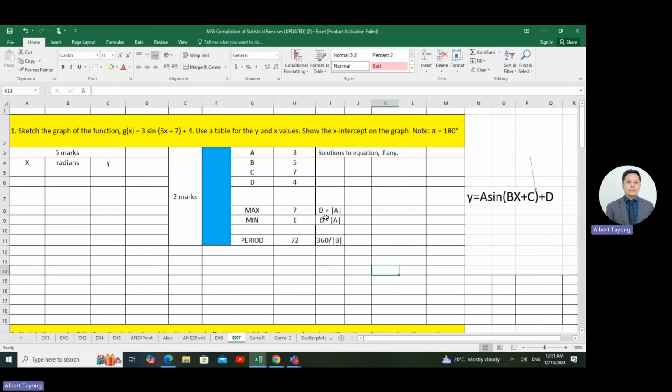The maximum, the formula is d plus the absolute value of a. So that is 4 plus 3 equals 7. And our minimum is d minus the absolute value of a. So we have 4 minus 3 is equal to 1. And we have the period. The period is equal to 360 over our absolute value of b. Okay? So if this was negative 5, for example, we have to take only positive value there. If a, for example, is negative 3, still we have to take positive 3 only, the absolute value.